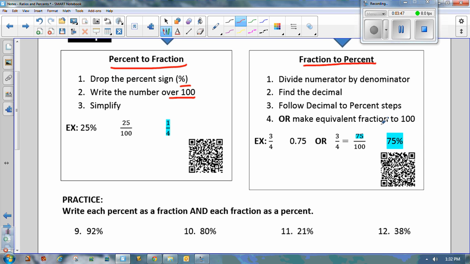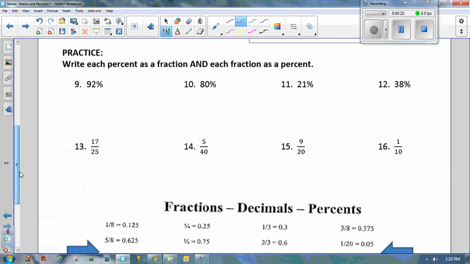Then our next part is going to be a fraction to percent. There's a couple ways that you can do this. Here you could just simply divide your numerator by your denominator because the fraction bar does mean divide. Find that decimal and then change it to a percent. Or you can make an equivalent fraction to 100 if that's possible. You can make a fraction to 100 also by solving it proportionally. So you could set it up as a proportion. Let's take a look down here at these examples.